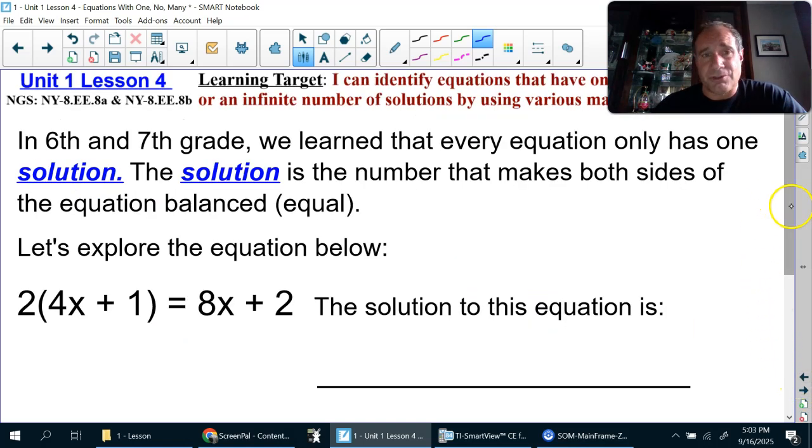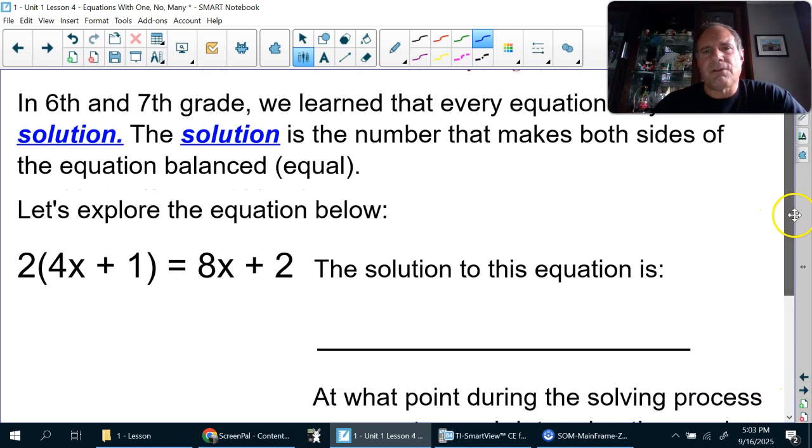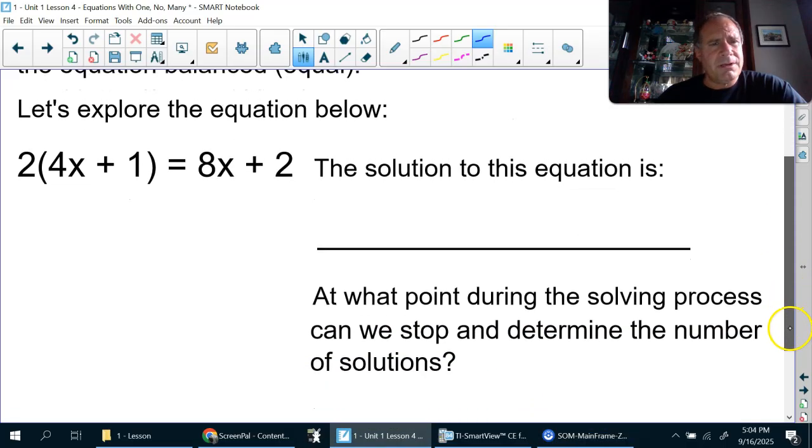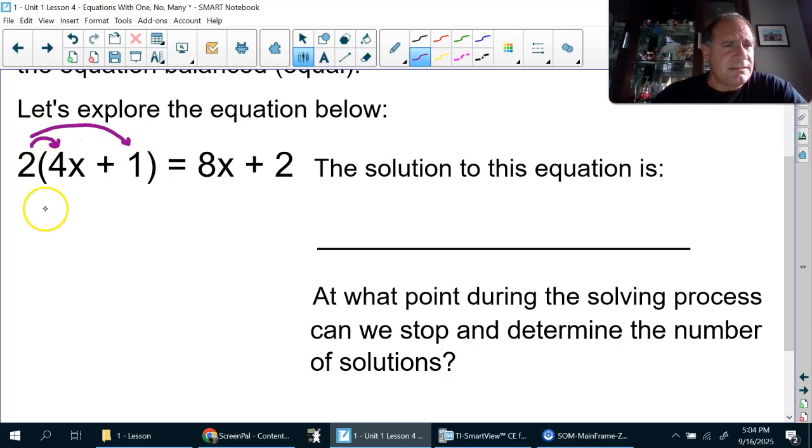And that is one solution. So in the 6th and 7th grade, we learned that every equation only has one solution. The solution is the number that makes both sides of the equation balanced, which is equal. Let's explore the equation below, and we are going to go and see if we can solve this. So at this point, I'm going to go like this. This is 8x, 2 times 4x, and 2 times 1 is 2. Now, just look.